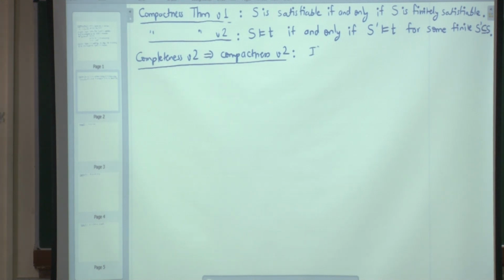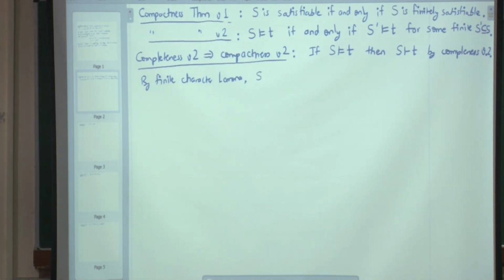Okay, if T is a logical consequence of S, then by completeness version 2, and by the finite character lemma, what do we get?